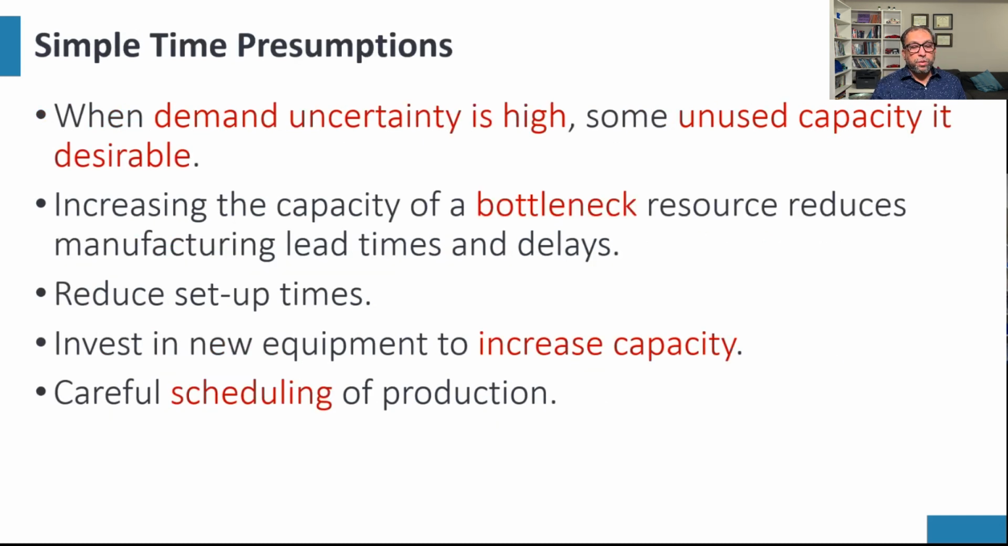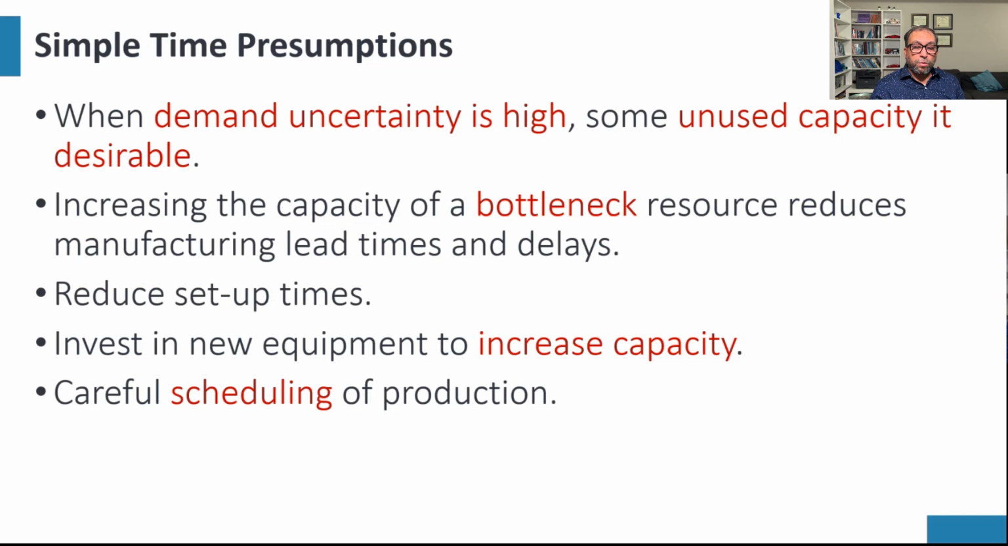Simple time presumptions. When demand uncertainty is high, some unused capacity is desirable. Like, we don't know exactly when the customer is going to ask for the product. So in that case, we have to keep certain capacity as idle or unused capacity, because we are not able to reduce the capacity. If there's no demand, okay, we reduce the capacity. No, we have to keep certain capacity idle if the demand is uncertain.